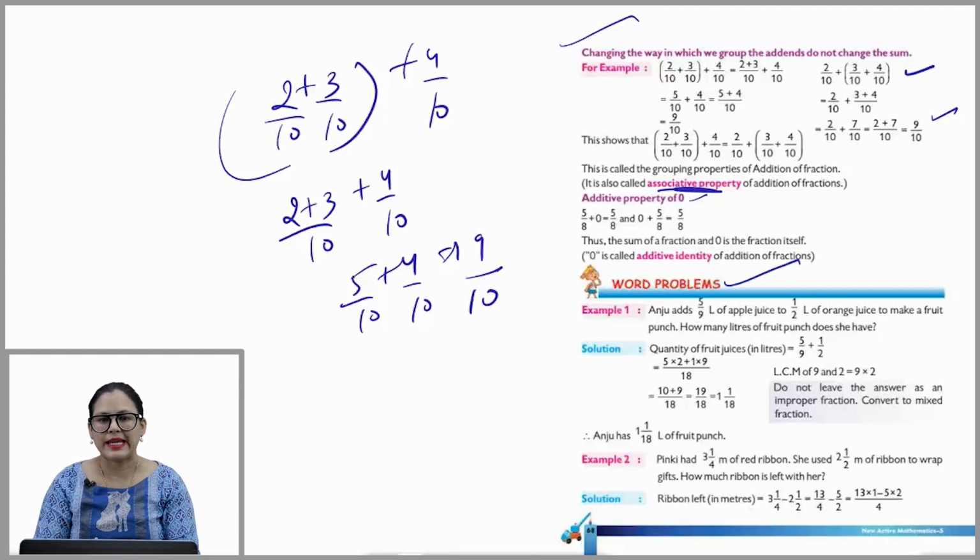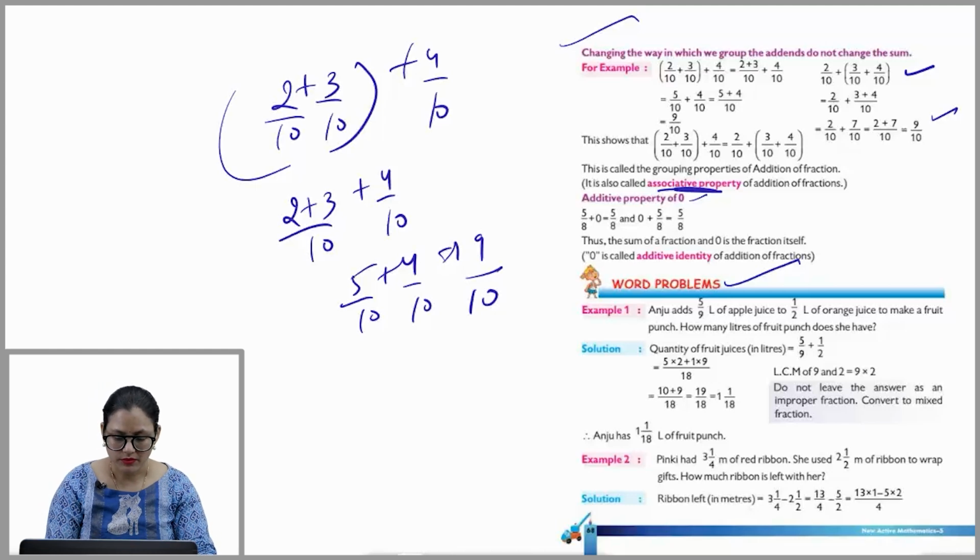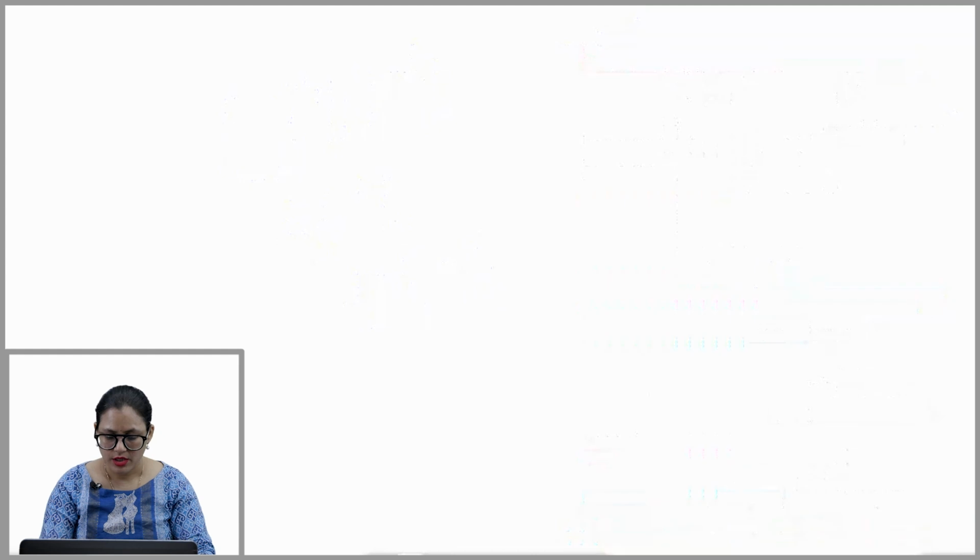Anju adds 5 by 9 liter of apple juice to 1 by 2 liter of orange juice to make a fruit punch. How many liters of fruit punch does she have? Anju is making fruit punch by adding apple juice and orange juice together. So what we have to do is add the quantity of apple juice and orange juice. We'll add the quantity of fruit juice in liters, 5 by 9 plus 1 by 2.